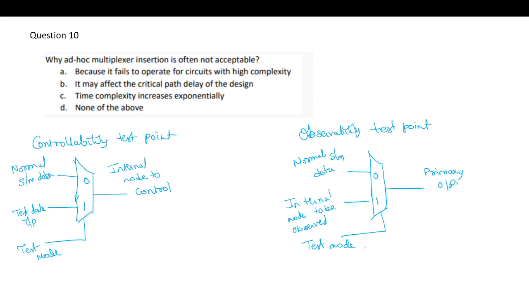So now we are going to insert it in a place which we want to observe or control. If it is in the critical path, we will affect the critical path delay. So it may affect the critical path delay of the design. So option B is the correct one. Is this clear?